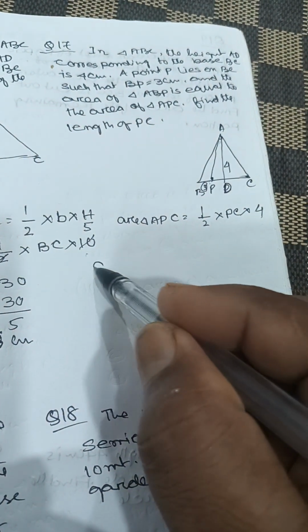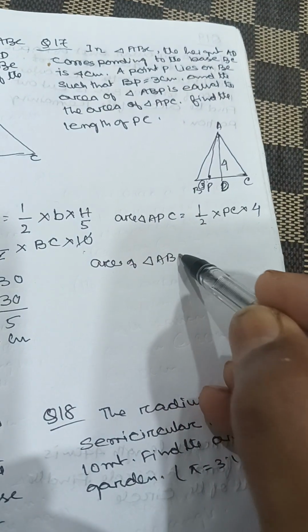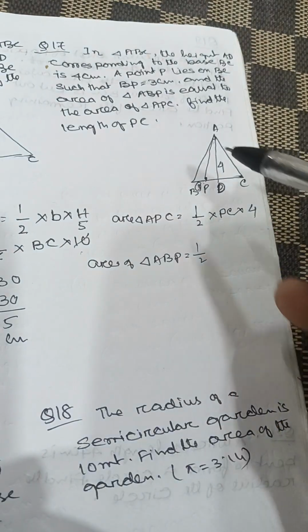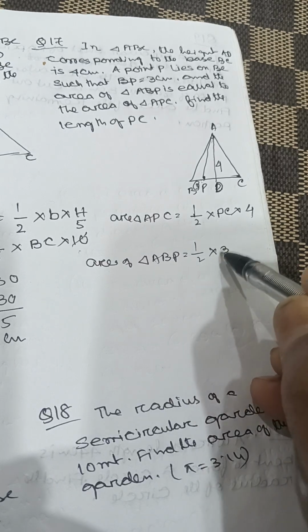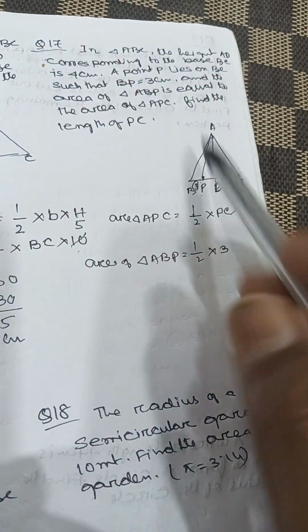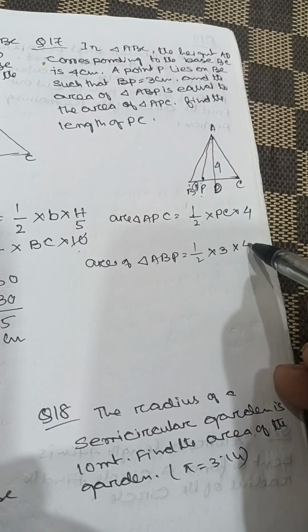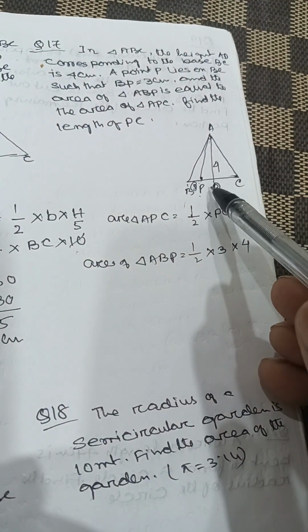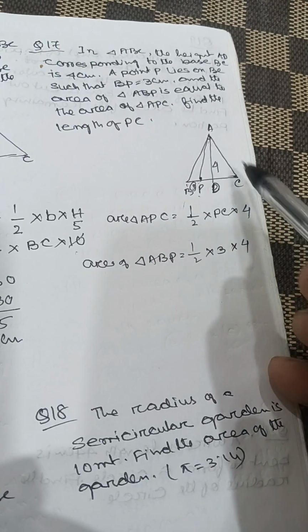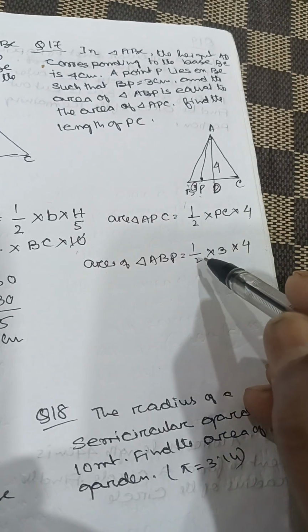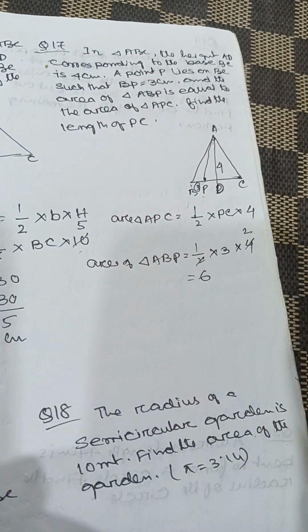Again you write area of triangle ABP. You have seen ABP. Its base is given 3. I have written here 3. BP is 3. So BP is the base 3 into height is again 4 you write. Height will be same for triangle APC, for triangle ABP, for triangle ABC. Height will be 4 in all cases. So you cancel 2 and 4 2 times. So you will get here 6.